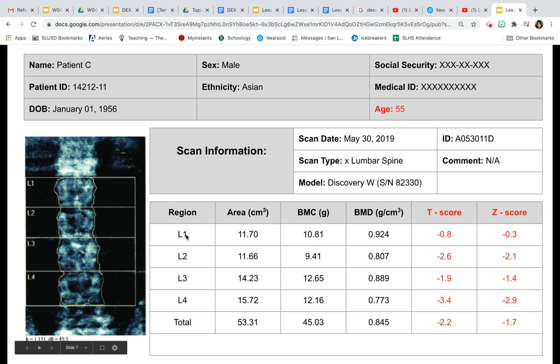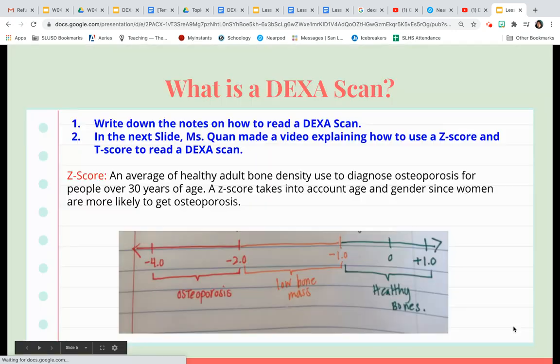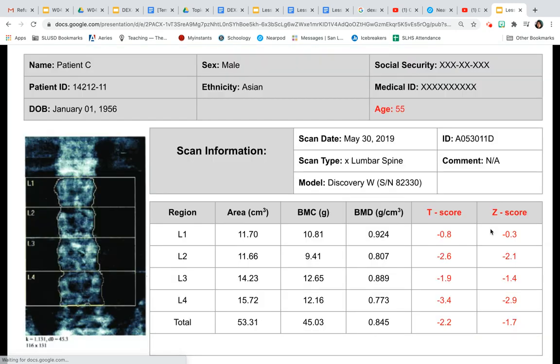And if you notice that there's an L1, L2, L3, L4 region, so this is an x-ray of their spine. So it's the lumbar spine 1, 2, 3, and 4. So it gives you a score for each bone in their body, but it also gives you a total at the bottom. So mainly it's the total that we're going to look at in this class. So the total is negative 1.7. What does that mean? Well, since we're looking at the Z-score, since they're 55, right, and their Z-score is negative 1.7, that's going to fall somewhere within this range. So they have low bone mass. They are at risk for osteoporosis, right?